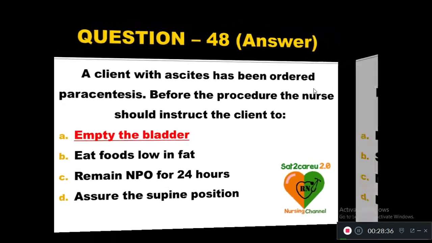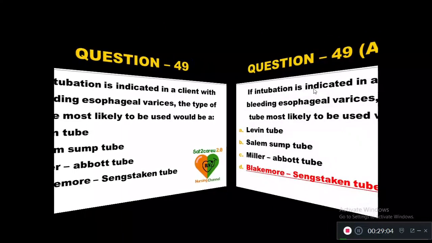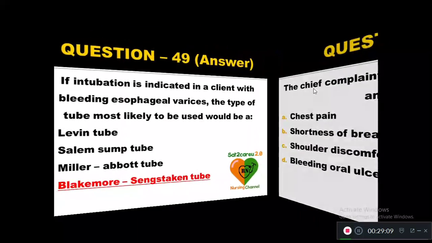Question number 49. If intubation is indicated in a client with bleeding esophageal varices, the type of tube most likely to be used is option A, Levin's tube. Option B, Salem sump tube. Option C, Miller-Abbott tube. And D is Blakemore-Sengstaken tube. So in case of esophageal varices, we use Blakemore-Sengstaken tube.